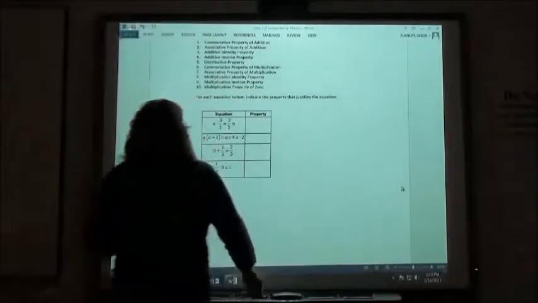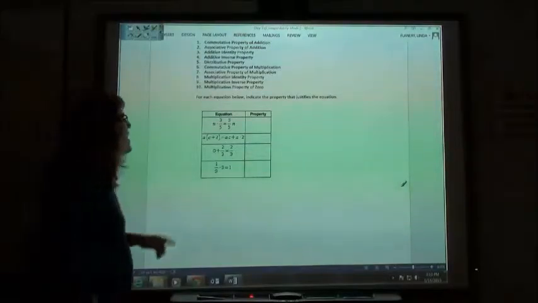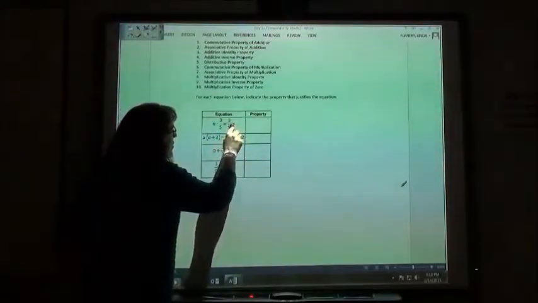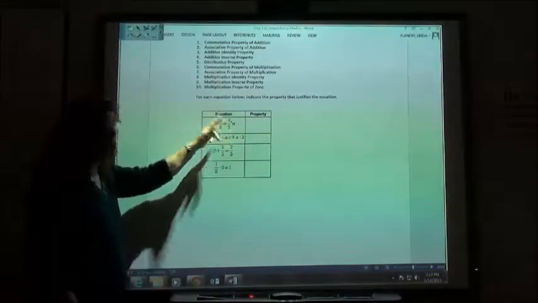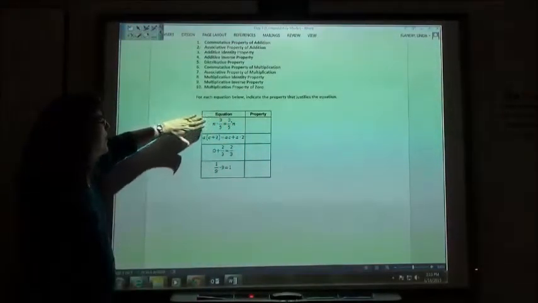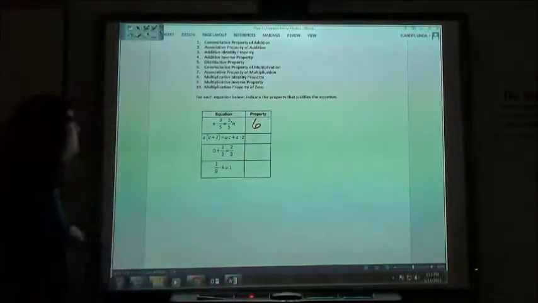So on the next one, again, we're just picking out the properties. 3/5 times, or n times 3/5 equals 3/5 n. Notice they didn't put the dot there, but you could put the dot there because that means times in there. And all they did was switch them around. That's going to be my commutative property of multiplication, number 6.